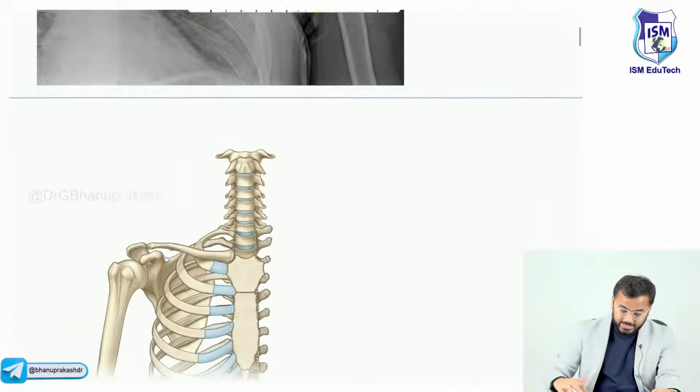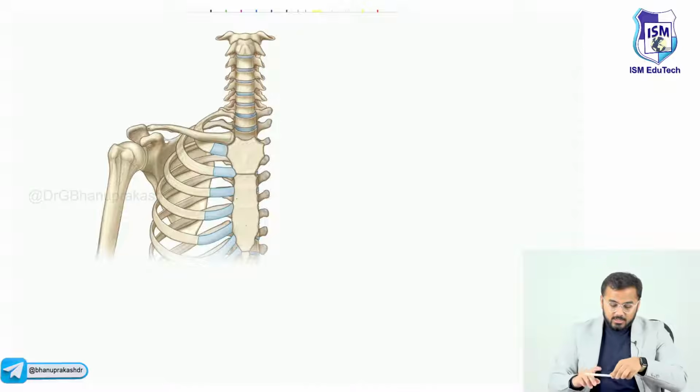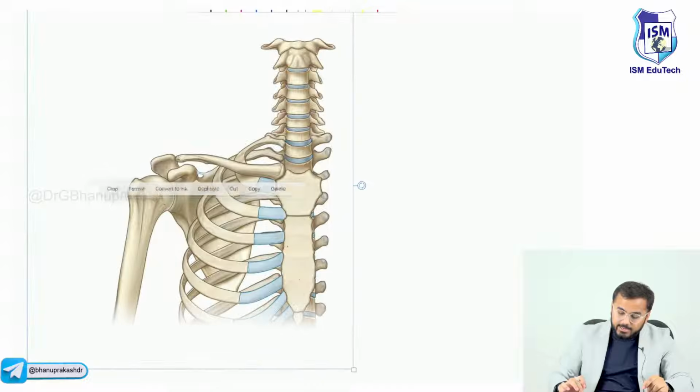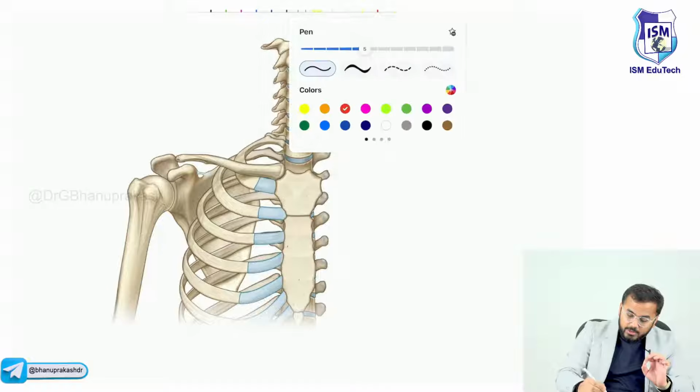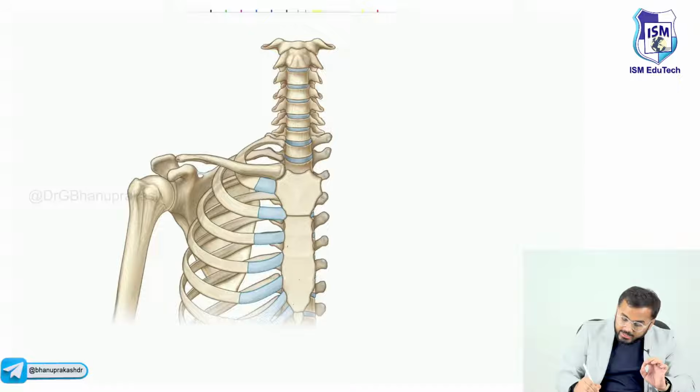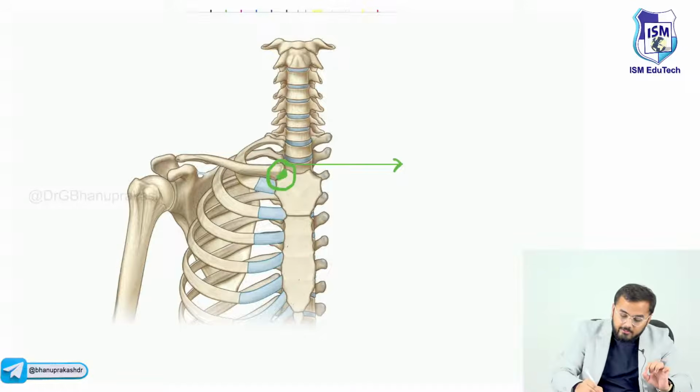So if you look at the next picture, you will understand here, right? In this picture it is in complete detail, that you see, it is forming a joint here, right? So this joint which is formed here is called the sternoclavicular joint.